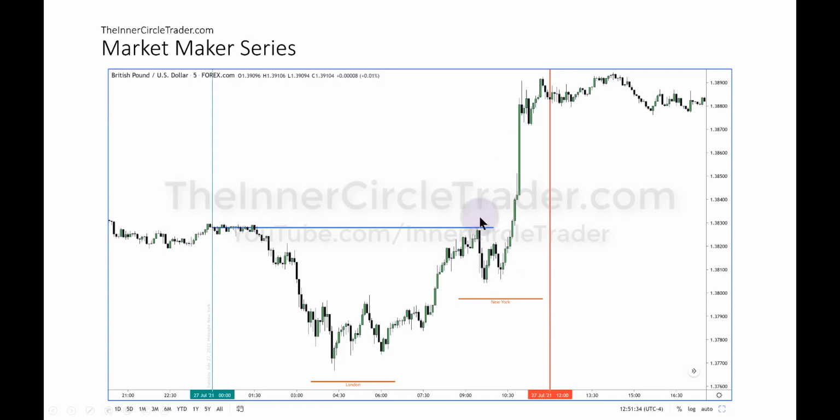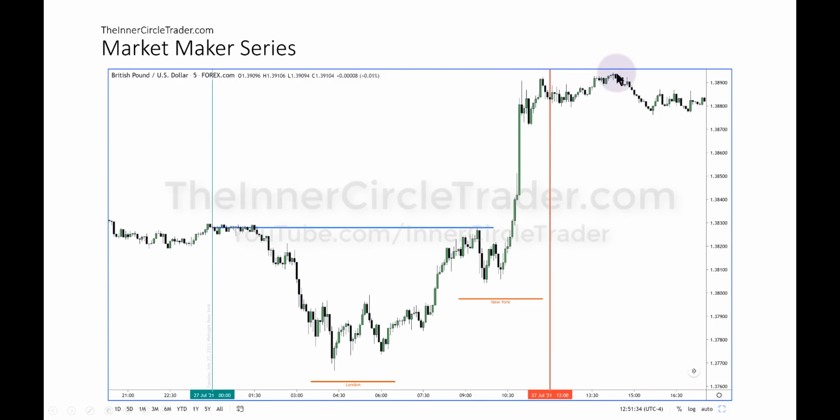Rallies aggressively through the initial highs of the day. Again, London close time period, between 10 o'clock in the morning and noon, New York time, creates the opposite end of the daily range. Goes a little bit higher later in the afternoon, but not by much.